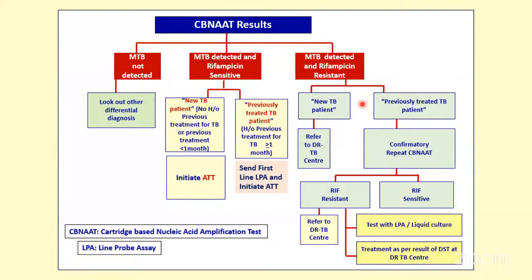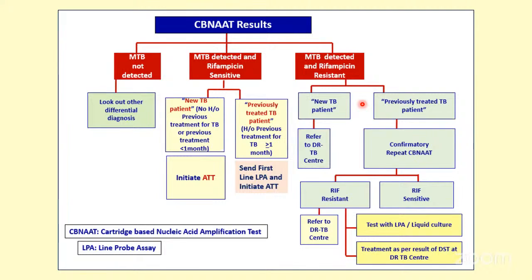So the CBNAAT result, we all know how to interpret that. If MTB is not detected, look for other differential diagnoses. If MTB is detected and rifampicin sensitive, if it is new TB, initiate ATT. Previously treated TB, initiate ATT, but send for line probe assay.